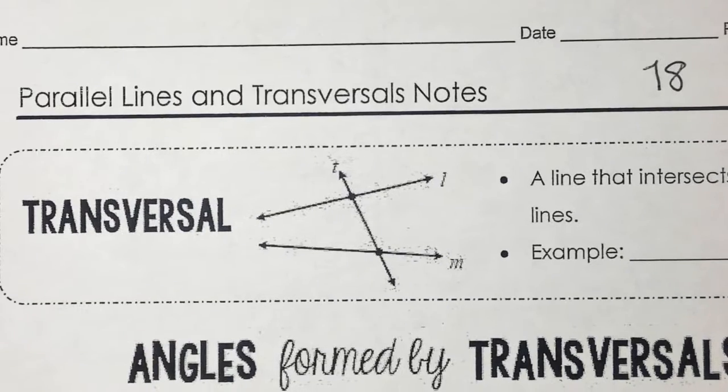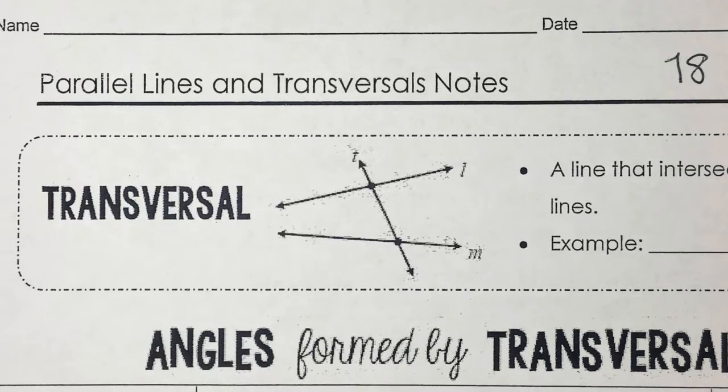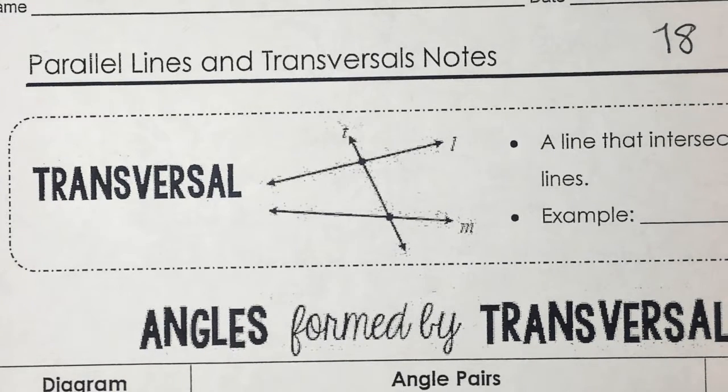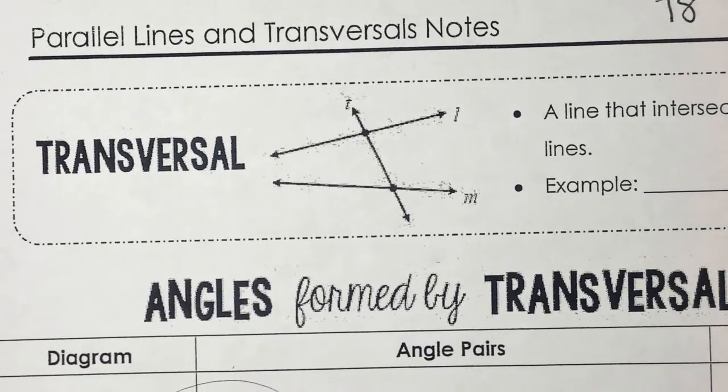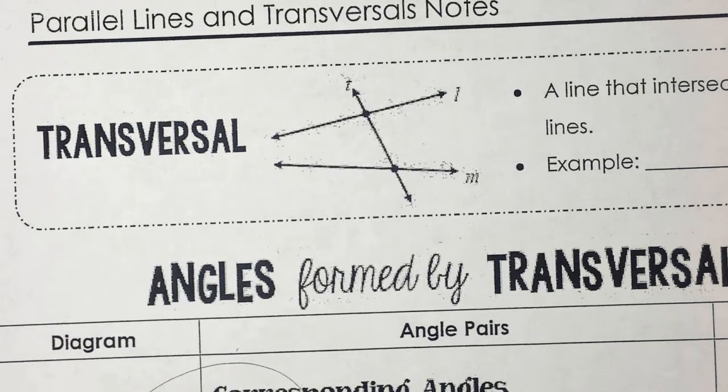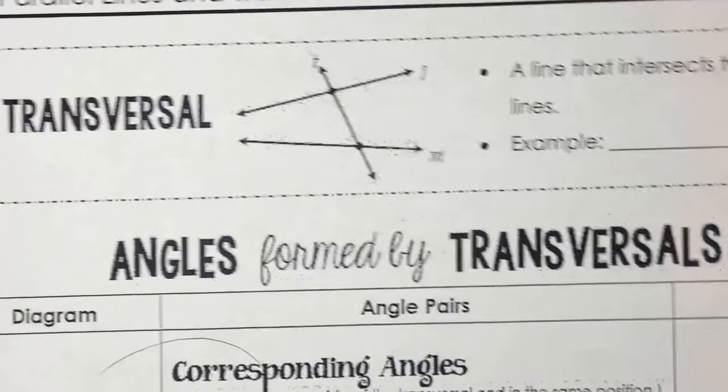Alright, so this is parallel lines and transversals notes. An extension of the stuff that we did last week, Thursday, Friday, with the angle relationships. First term, transversal. You've defined it already before in your dictionary. I'm going to explain to you what it means.